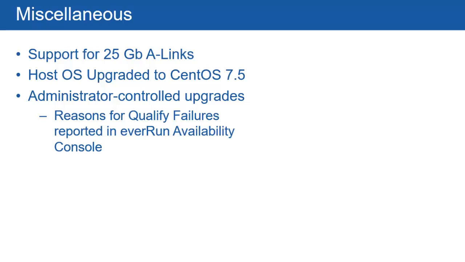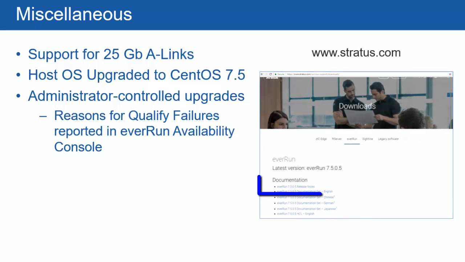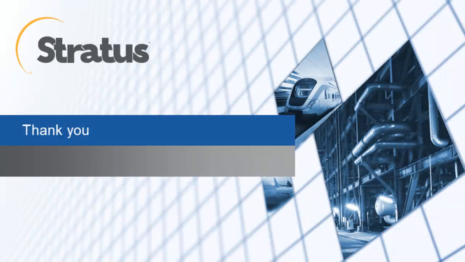And as mentioned earlier in this training module, a full list of new features, enhancements, known issues, and other considerations can be found in the everRun 7.5.0.5 release notes document, which can be found in the download section of the Stratus webpage. This completes the everRun 7.5.0.5 New Features and Enhancements training module. Thank you for viewing this module.